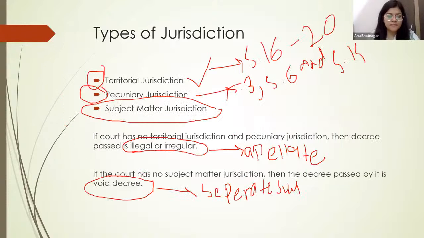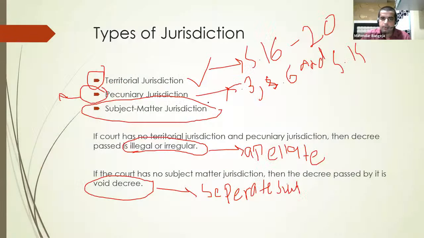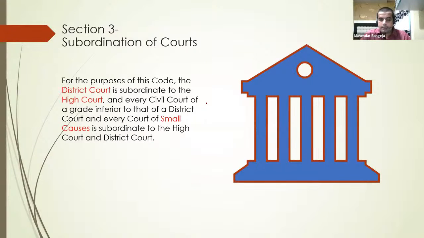Okay. Now, first we'll start with pecuniary jurisdiction. We'll understand section 3, section 6 and section 15. And then we'll move on towards territorial jurisdiction. Okay. Now, first let us understand section 3.